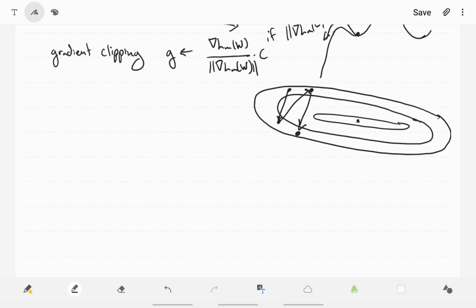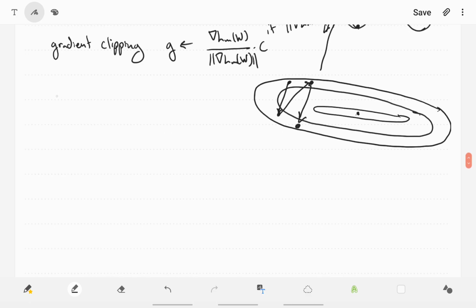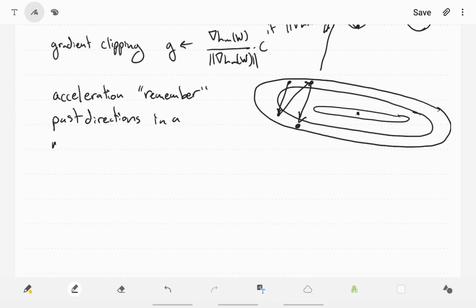So one way we can deal with this is to include what's known as a momentum term. And sometimes we call this acceleration, which kind of sounds like a misnomer, but anyway. Acceleration means that we're going to remember past directions. And this is in a momentum term.